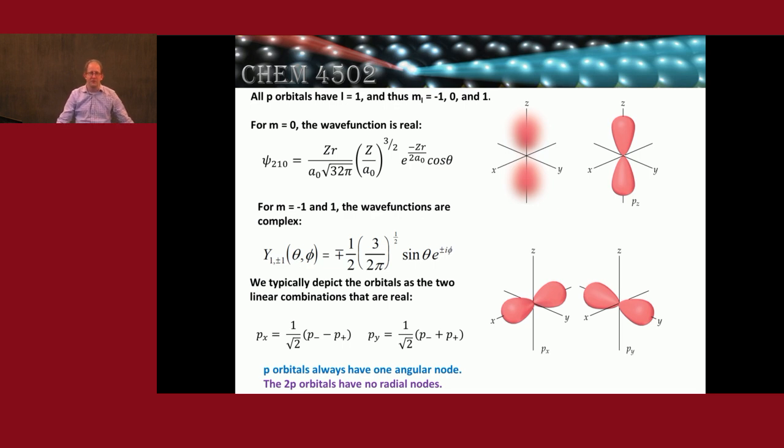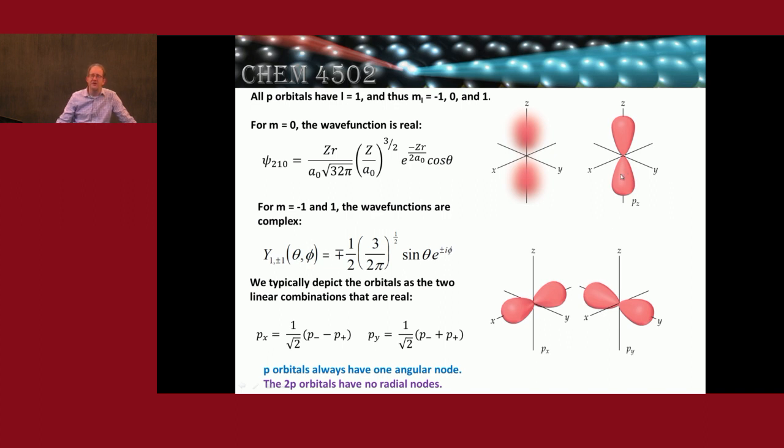So here is the angular component for Y1 plus 1 and Y1 minus 1. We get the following form. We get some constants times sine theta e to the i plus or minus phi. But if we add these two together, we can get a px orbital. And if we subtract them, we get a py orbital, an orbital that points along the y direction.